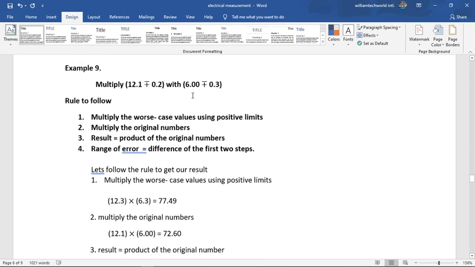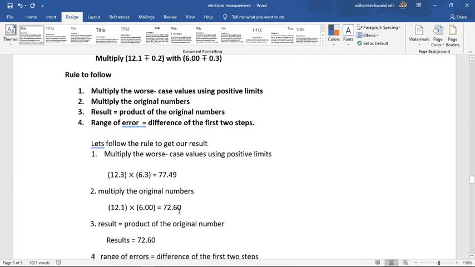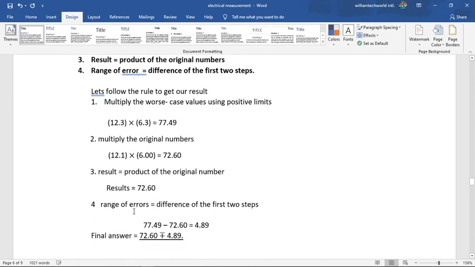12.1 multiplied by 6.0, we got 72.60. The main result is equal to the product of the original numbers, which is 12.1 multiplied by 6.0, that will be 72.6. And then the range of errors is the difference of the first two steps.